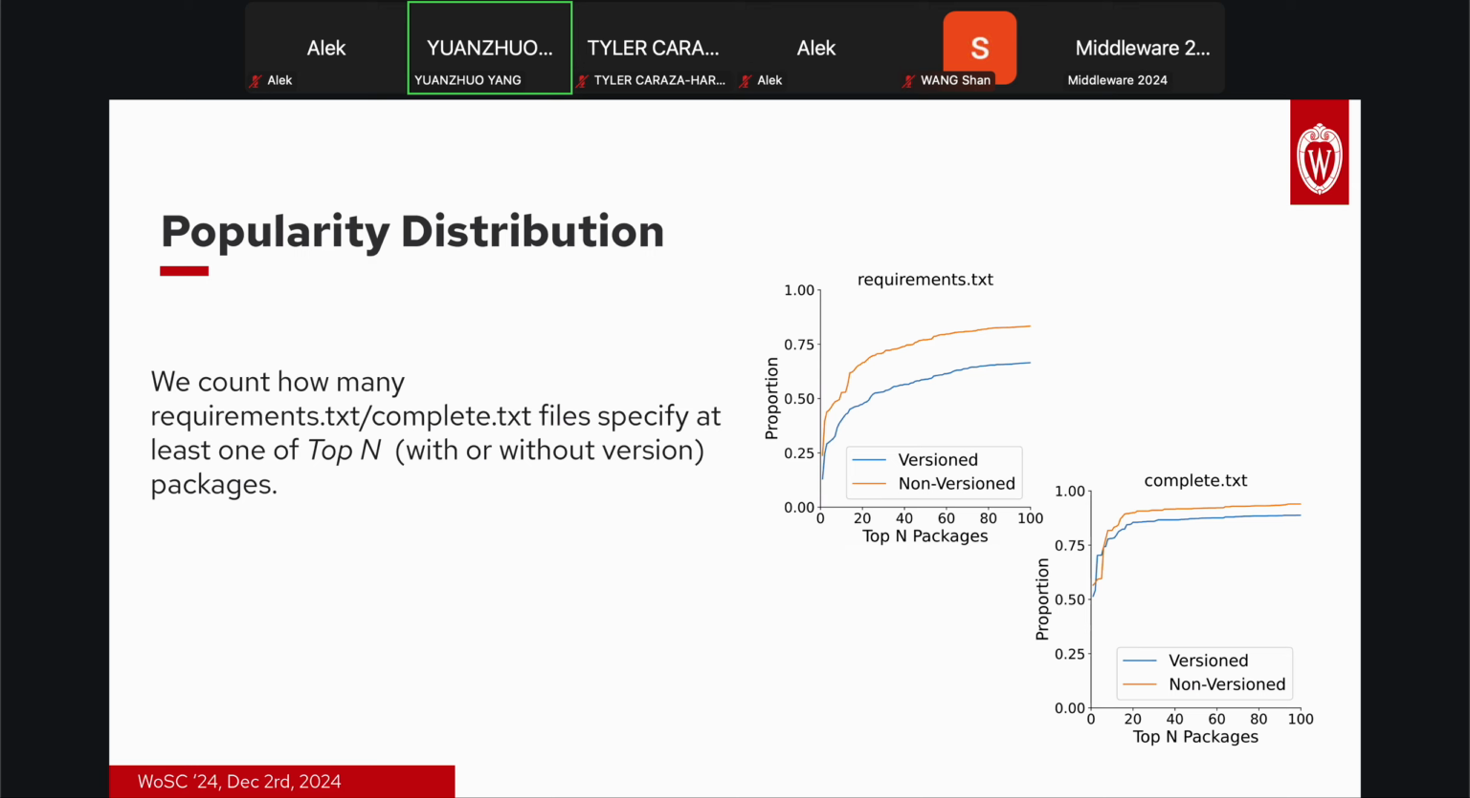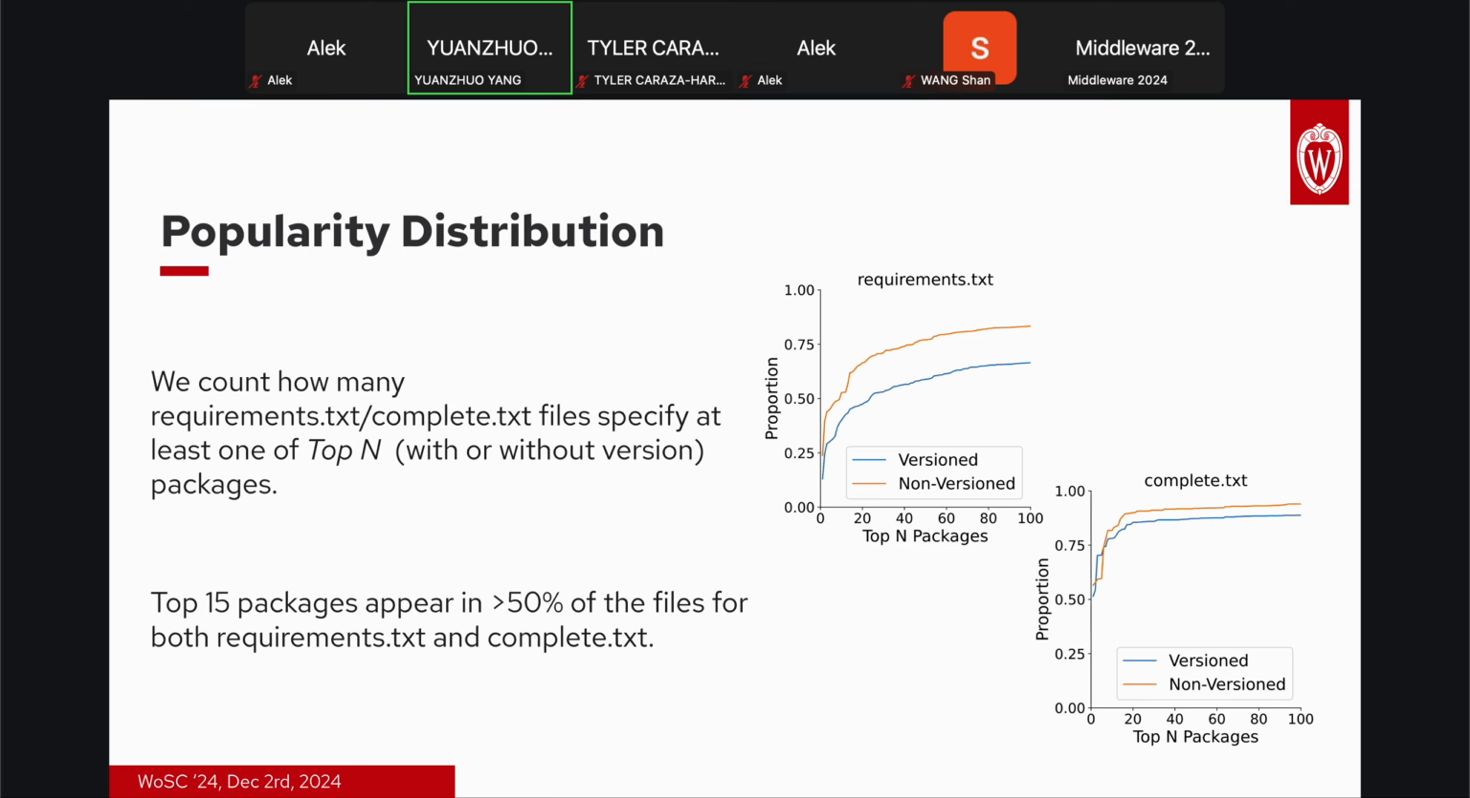We also check how many requirements.txt files include at least one of the top N packages. In these two CDF figures, the x-axis shows the top N packages, and the y-axis represents the proportion of files again. Version treats packages with the same name but different versions as distinct ones, while non-version treats them as the same. And we find that the top 15 packages appear in more than 50% of the files for both requirements.txt and complete.txt.